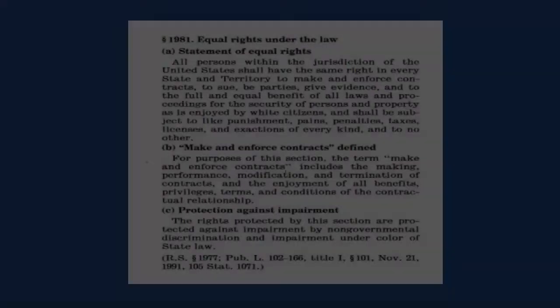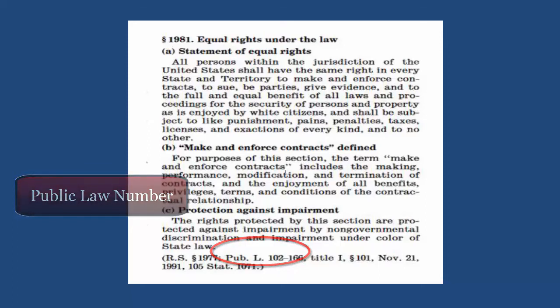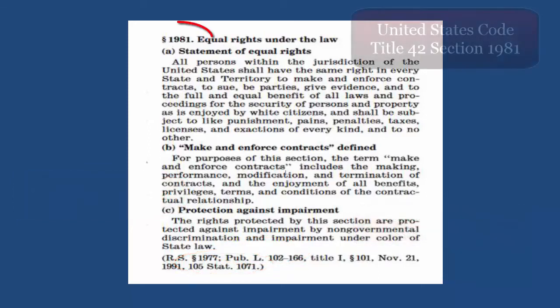Once placed in the code by subject matter, a statute can have three separate citations. First is the public law number, next its Statutes at Large or session law citation, and finally its federal code citation or its North Carolina code citation.